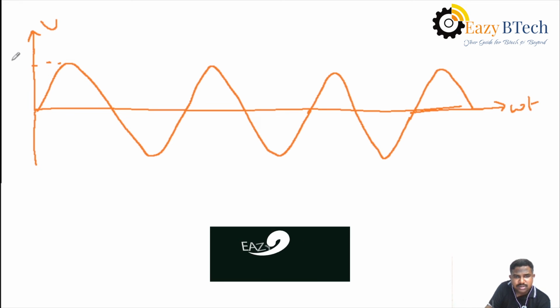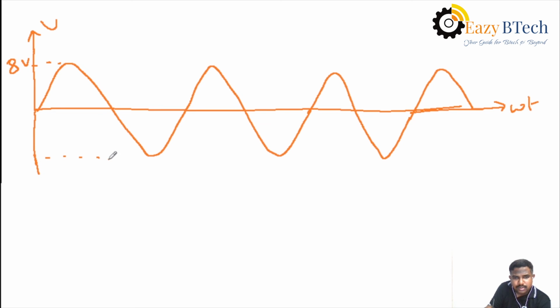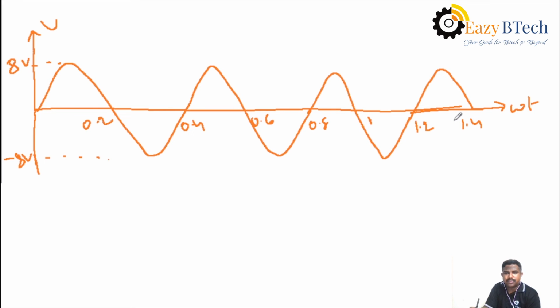Here, this is called maximum voltage, and this is called maximum negative voltage. Then the times are 0.2, 0.4, 0.6, 0.8, 1, 1.2, 1.4. Okay, here. Then in this waveform, how to calculate the values.